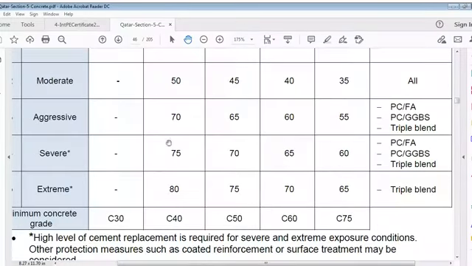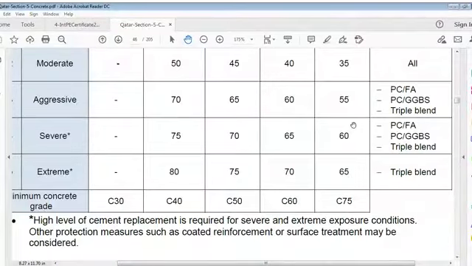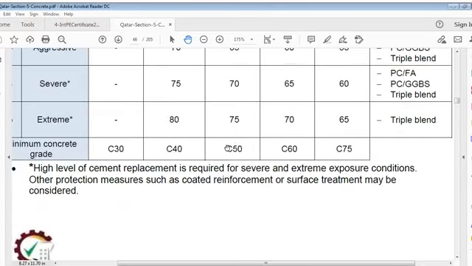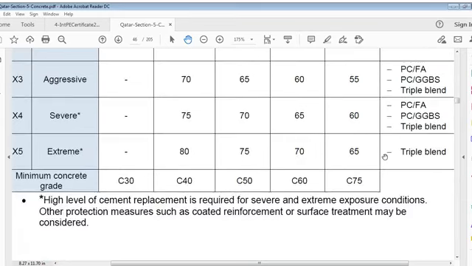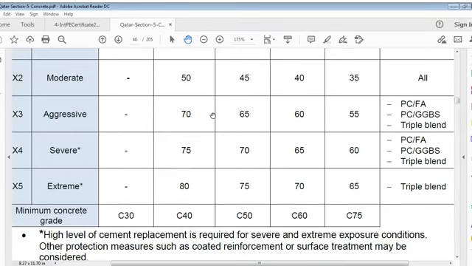Then the aggressive case comes where 70, 65, 60, 55, where there is a triple blend of PC, FA, PC, GGBS triple blend. A severe condition is further 75, 70, 65, 60, PCFA, PCGGBS and triple blend. And then extreme is 80, 75, 70 and 65 triple blend, and minimum concrete grade is C30, 40, 65 and 50, 60 and 75. These are grades and these are covers for these grades.